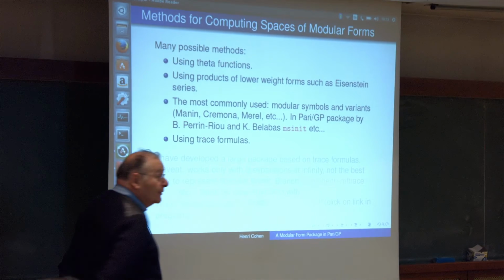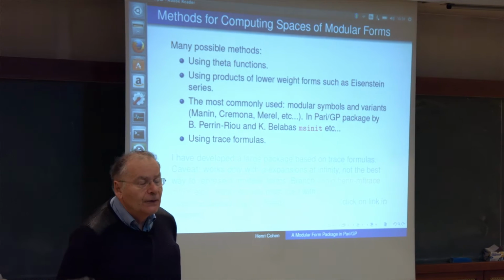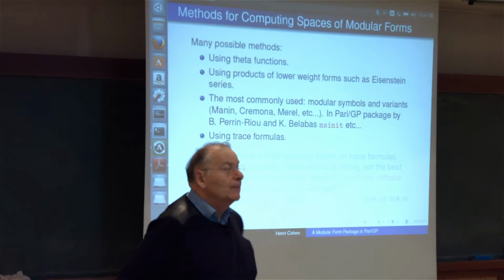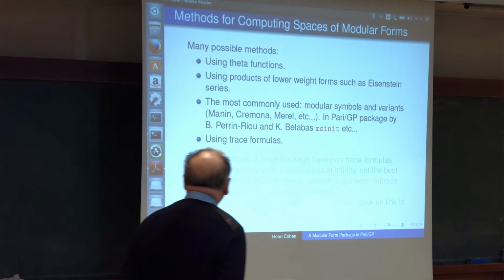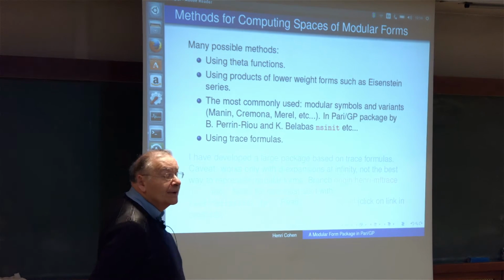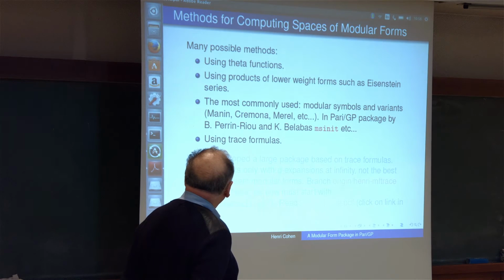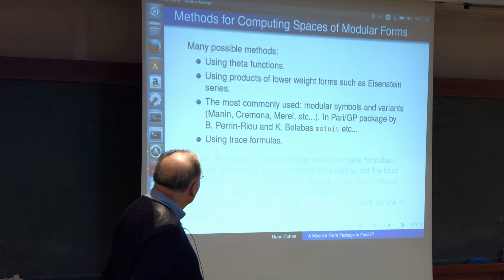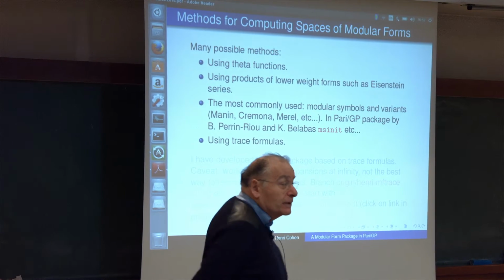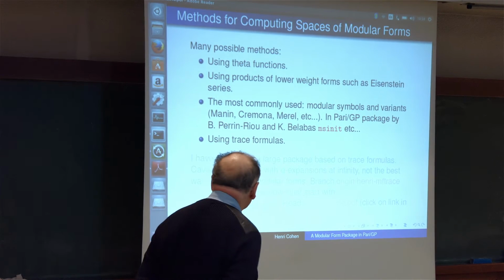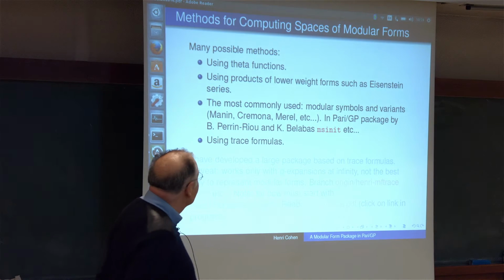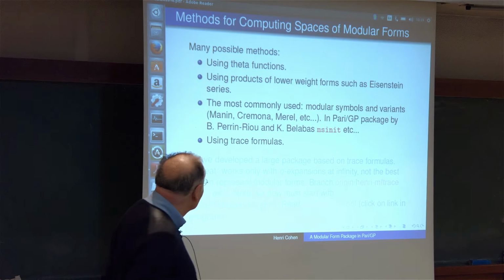So, what are the different methods that are used to compute spaces of modular forms? I'm talking about really completely standard modular forms over Gamma_0(N) with character. So I listed a few, maybe I forgot some, but it doesn't matter. One of the very oldest is using theta functions. It's not very systematic, but it works. Or you can use products of lower weight forms, like, for instance, Eisenstein series. And the most common method which is used is to use modular symbols or variants of modular symbols. I give the names of Manin, Cremona, Merel, there are certainly other names.